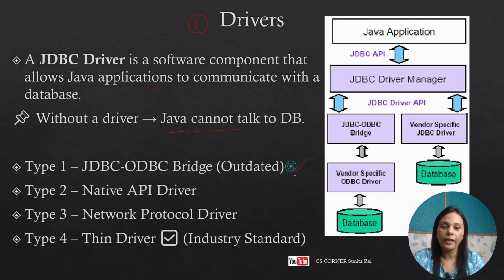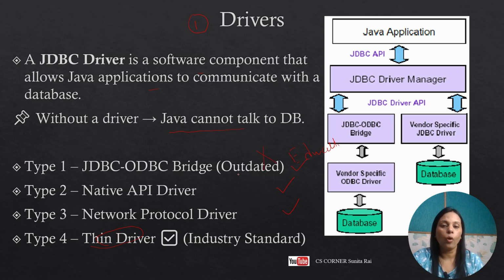So guys, now here we have a total of 4 types of driver. We call them type 1, type 2, type 3 and type 4 driver. The specific names are JDBC-ODBC bridge driver, native API driver, network protocol driver and thin driver. Among these, the most used one is what? Thin driver, that is the type 4 driver. And JDBC-ODBC bridge driver is just for educational purposes. We just show how Java connects to a database, and actually it is outdated and the performance of this driver is very poor. Okay.